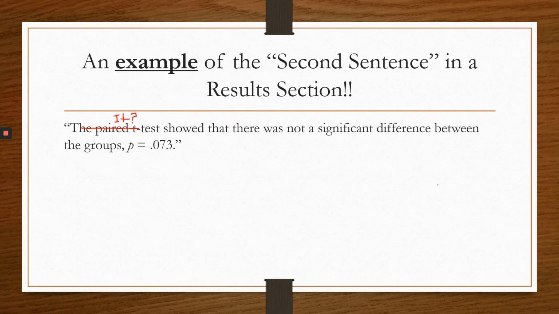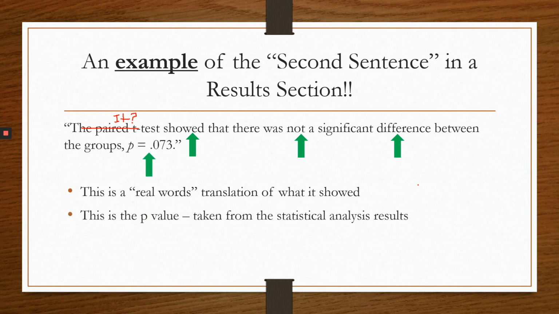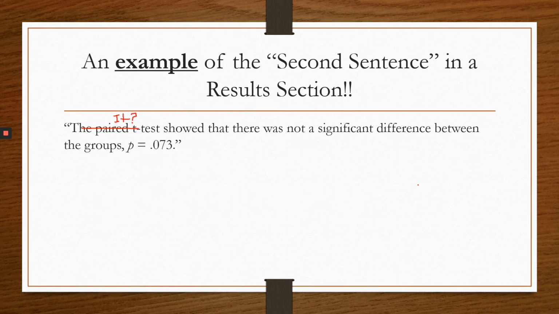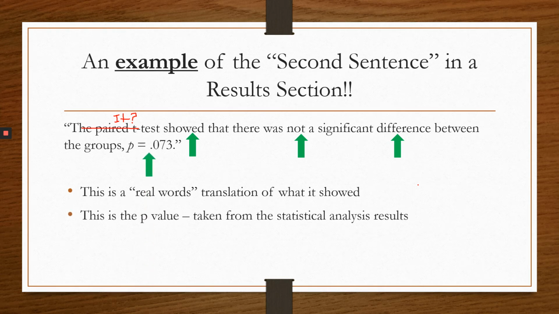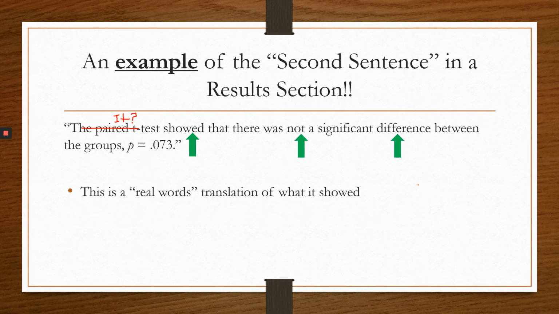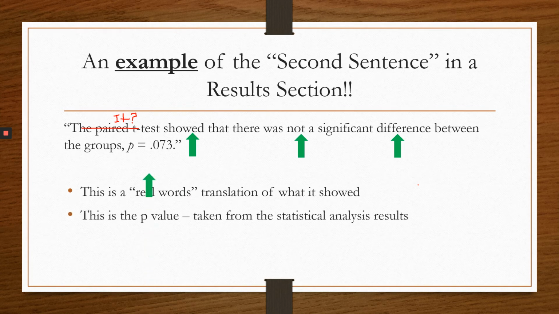So here's the translation of what it showed, the real words translation, and here's the p-value taken from the results. This is what it showed, and this is the statistical value. You're putting English words to a number. All right, and that's it. That's the second sentence, guys. It's real easy. So far we've written 2 sentences.